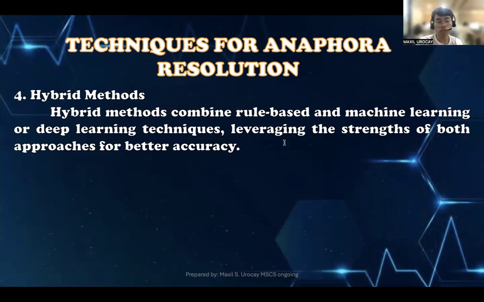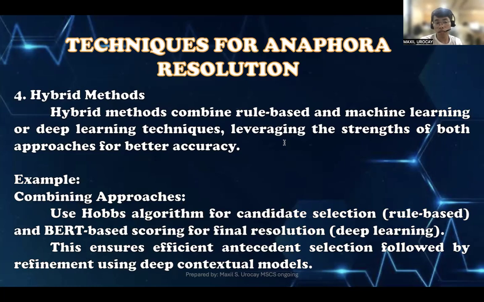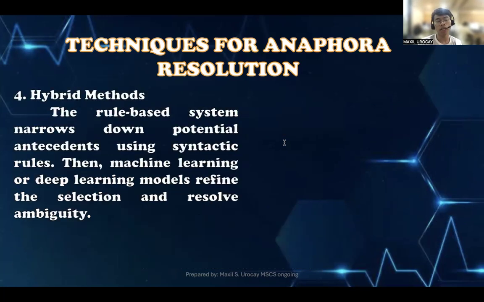For example, combining approaches like using the Hobbs algorithm for candidate selection, and then BERT-based scoring for final resolution, that is deep learning. It will ensure efficient antecedent selection followed by refinement using deep contextual models. In hybrid methods, the rule-based system narrows down potential antecedents using syntactic rules, then machine learning or deep learning models refine the selection and resolve ambiguity.